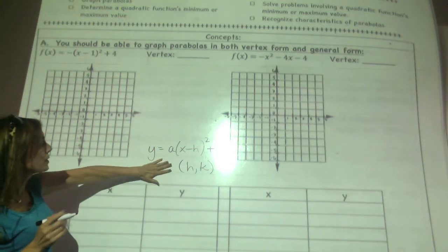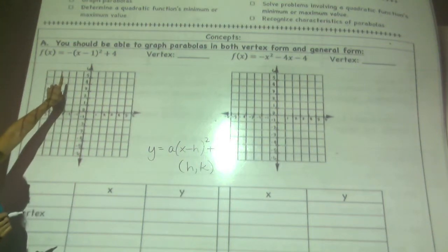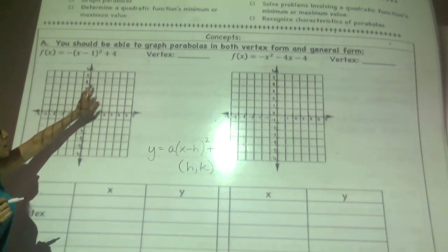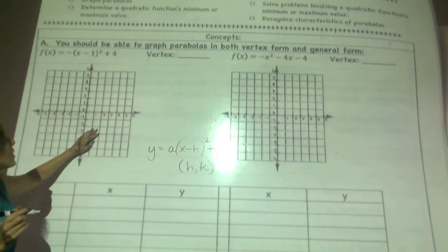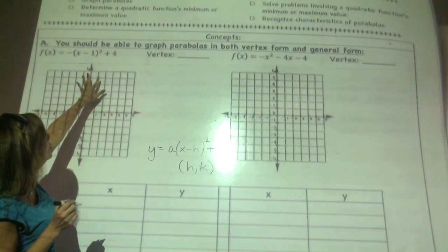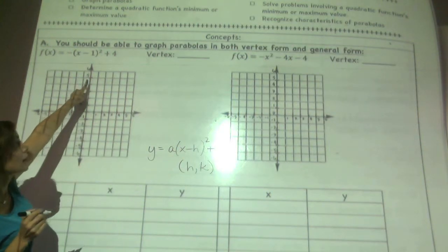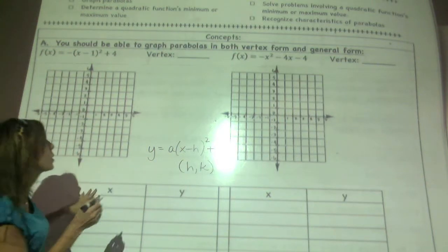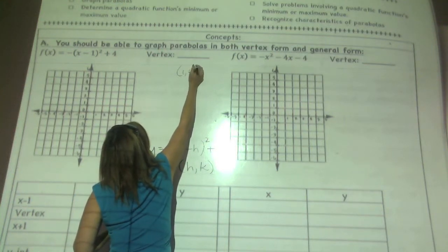So if we know this to be true, let's go up and look at this example. Negative x minus 1 squared plus 4. First of all, what's the vertex? I want to just pull those directly from the equation. What is h? What am I subtracting? Well, I'm subtracting 1. And what is k? Well, that's 4. So our vertex is going to be 1, 4.